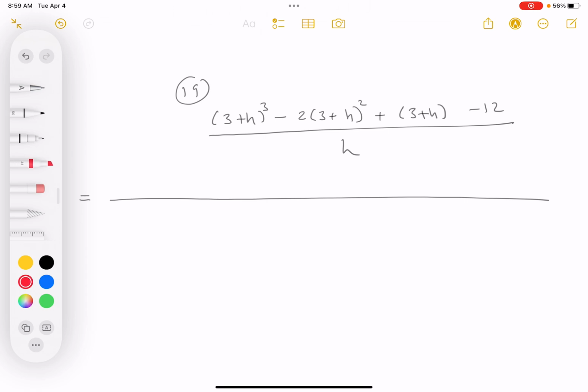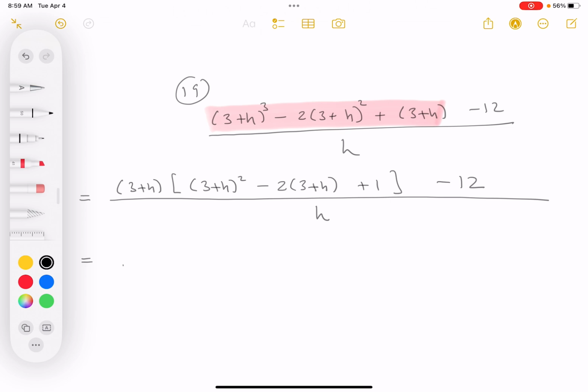I'm looking at the first 3 terms, and I'm gonna factor out 3 plus h. And what would you be left with? (3 plus h) squared minus 2 (3 plus h), and then plus 1. And that's going to be minus 12 now. All right? So certainly you can distribute that if you want, but the point is not to go backwards. I want to go forward. This is over h. Go to the next step.